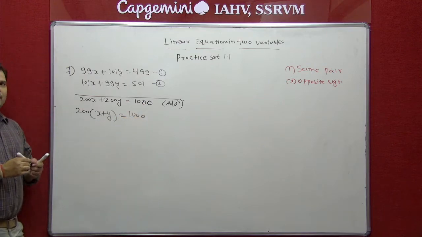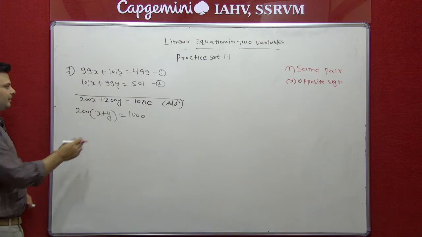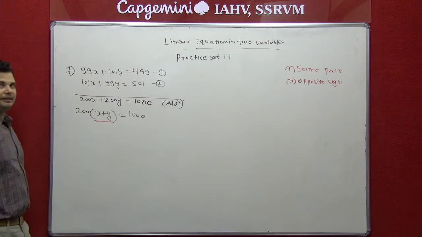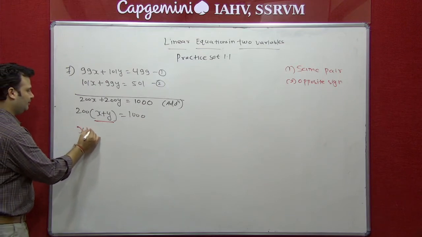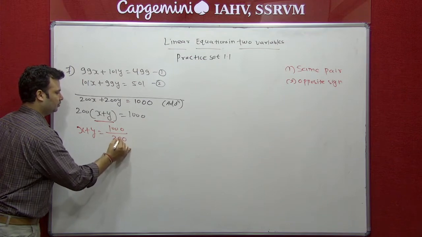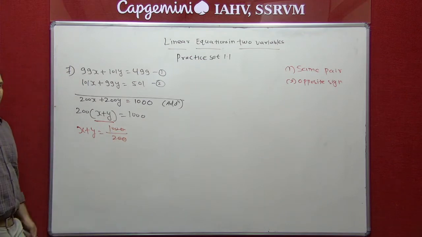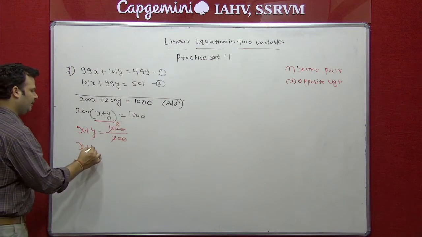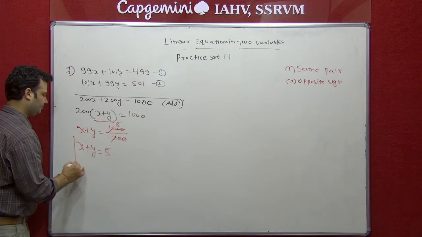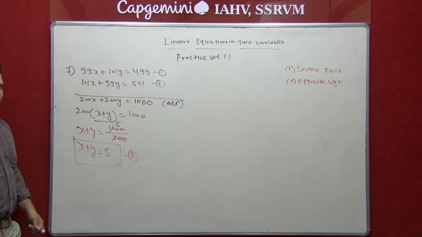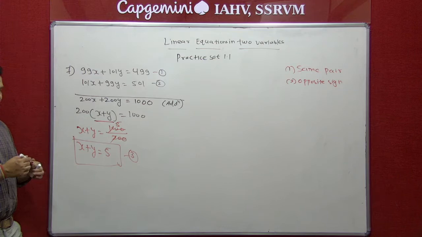So 200 times x plus y equal to 1000. Now we have to find the value of x plus y. So this side multiply becomes divide. So x plus y equal to 1000 upon 200. The zeros get cancelled, 2 fives are 10. So x plus y equal to 5. This is equation number 3.